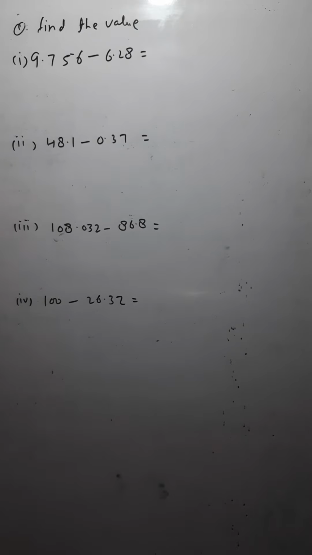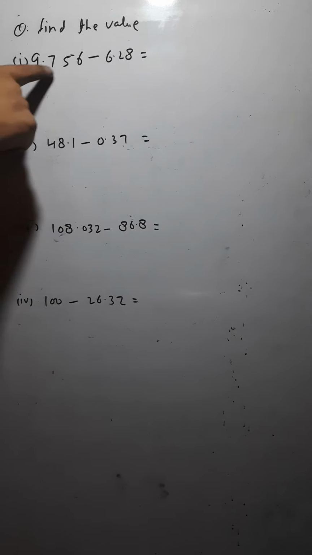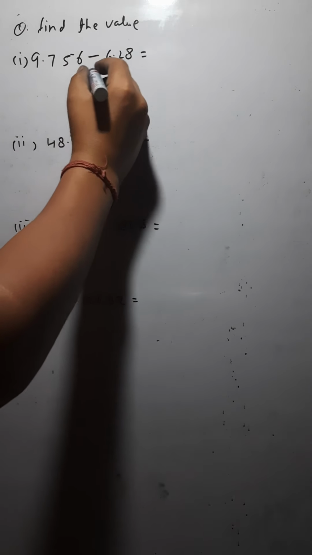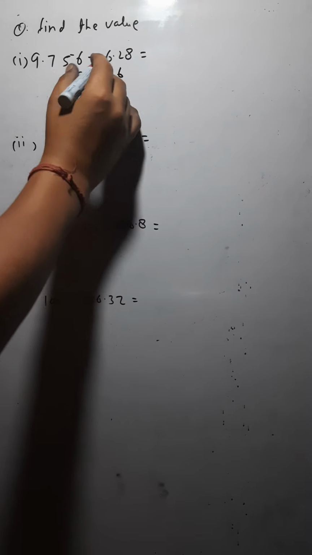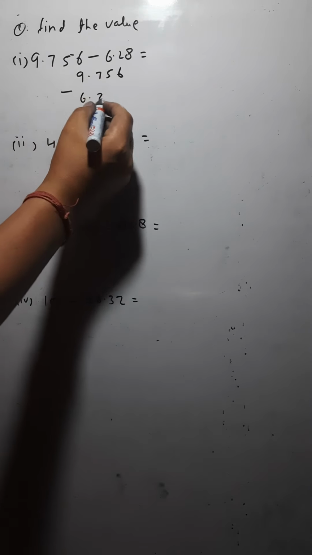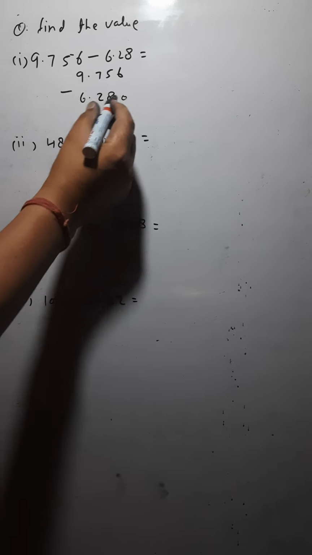This is the next question. Find the value. It means you have to subtract. In the previous one we added, so here you have to subtract. Similar to the previous one, you have to solve this question also. The first one is 9.756. This is how you would write this. 9.756 minus how much is it? 6.28. So it is 6.28. So in place of the missing digit you would write 0 here.